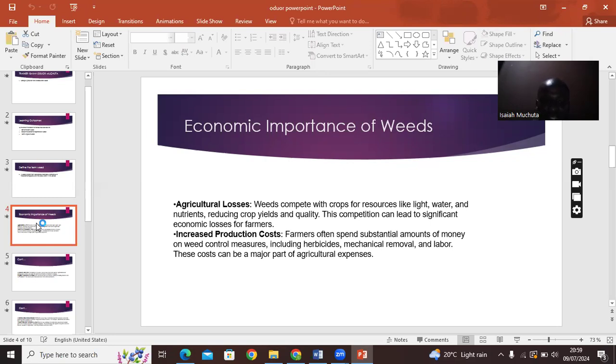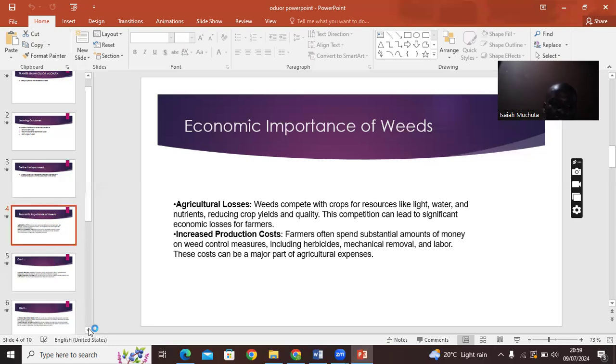Number 2 is increased production costs. That is, the moment a farmer wants to do production, it increases costs. It will engage more inputs, like maybe use of chemicals, maybe employment of more workers, at least mechanical removal, labor, which is so costly to farmers.